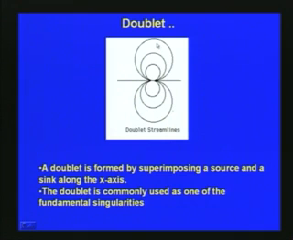As defined in this figure, the doublet is formed by superimposing a source and a sink along the x-axis, and we can say that this is one of the fundamental singularities. The velocity potential for a doublet is defined as phi equal to k cos theta by r, where k is called the strength of the doublet, which is equal to m a by pi, where m is the strength of the source or sink, and a is the initial distance which we defined in this figure. So, this is the definition of the doublet, and the various parameters are also discussed.